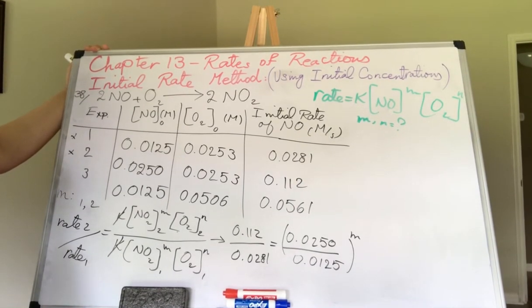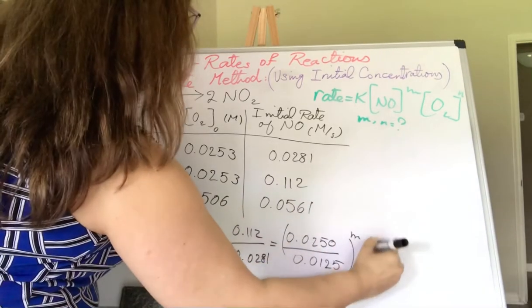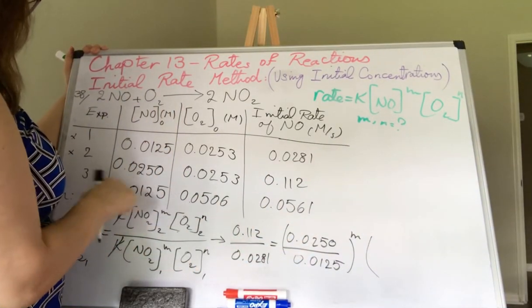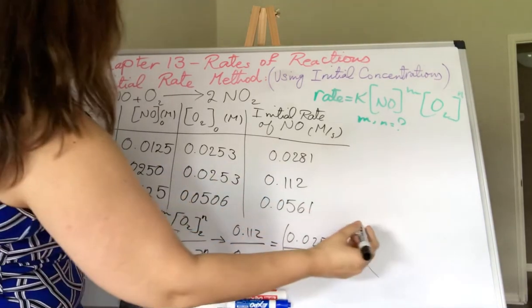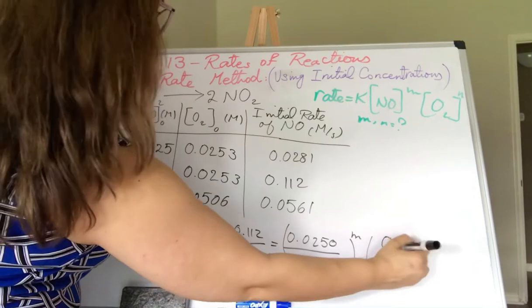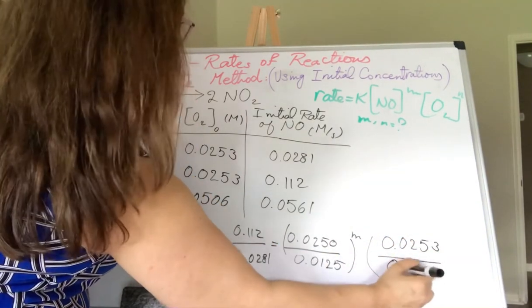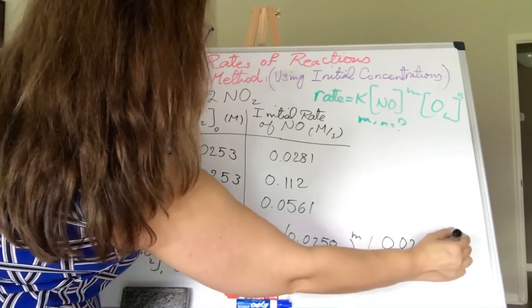Then you can write it as, for NO, the power of M, and for O2, the second experiment, 0.0253 over 0.0253, to the power of N.